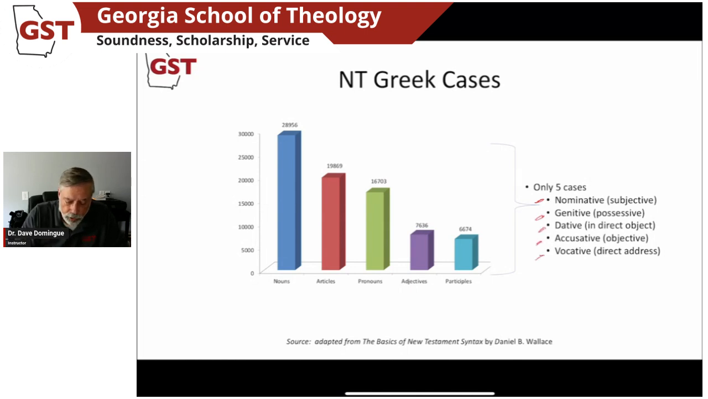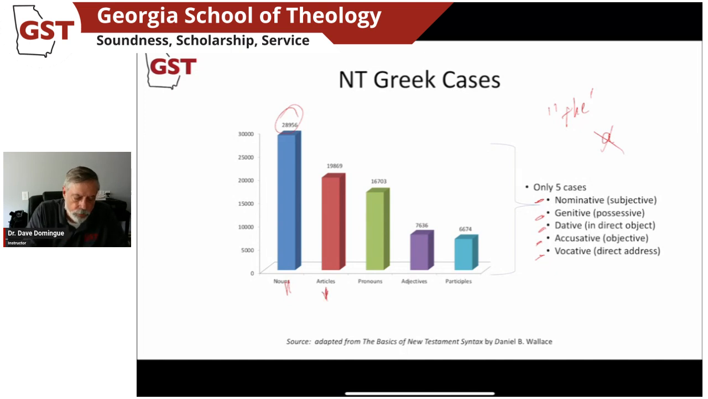Now, I mentioned the vocative case, and you see how for nouns there are 28,956 nouns across those 5 cases. In the article, being the, Greek has a definite article. It does not have an indefinite article. It only has the definite article. And we'll talk more about that when we get to the article.